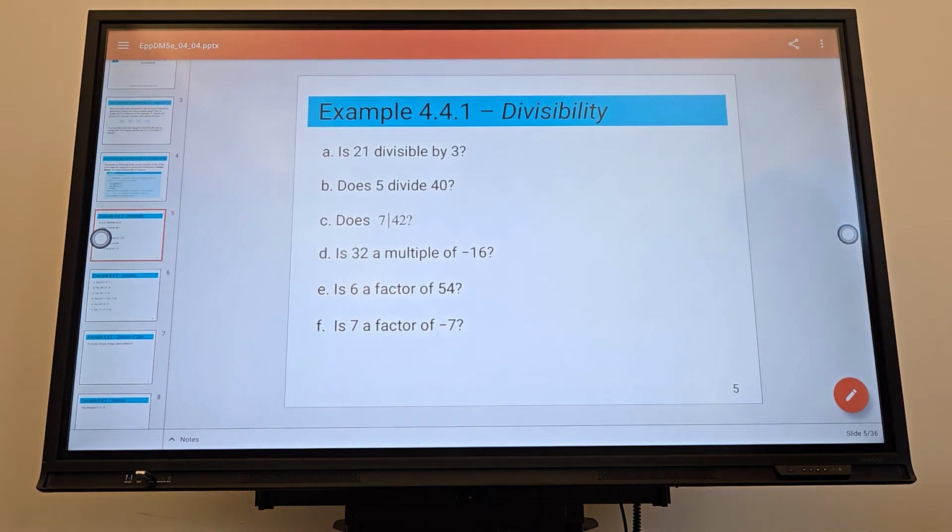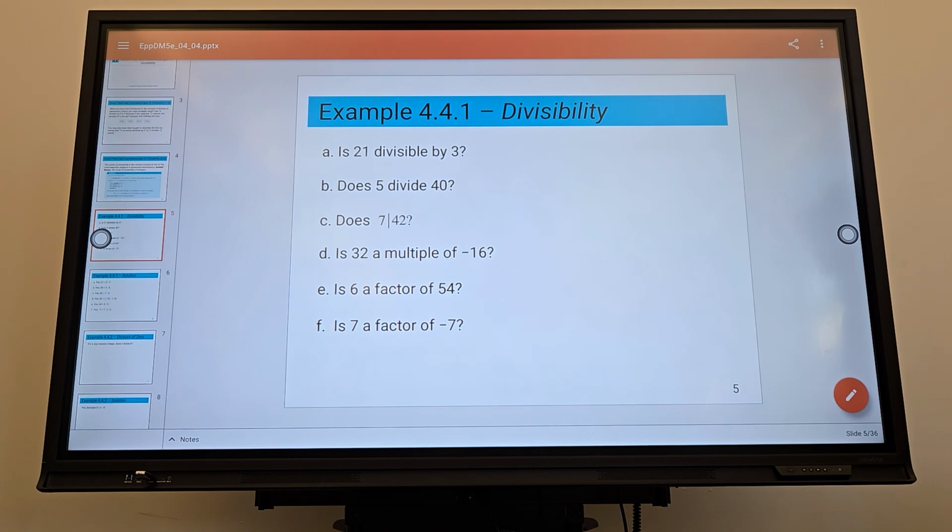Okay, all these questions here. Is 21 divisible by 3? Yeah. Does 5 divide 40? Yeah. Does 7 divide 42? Yeah.